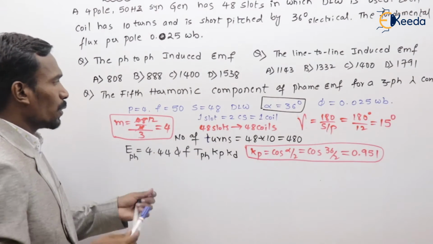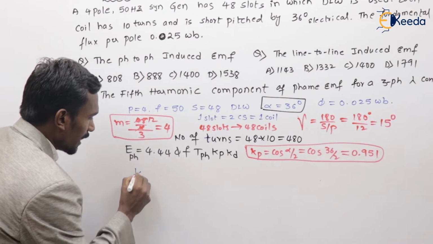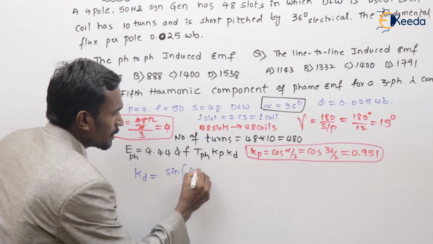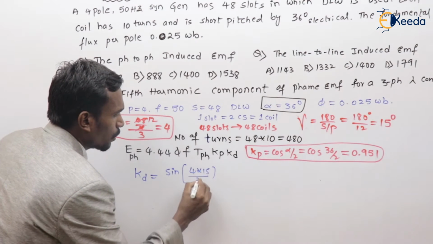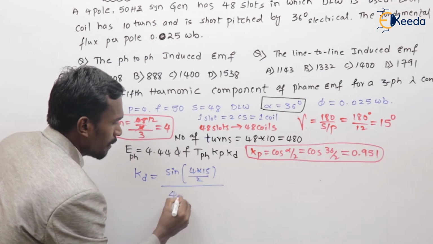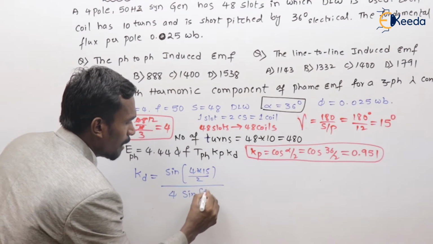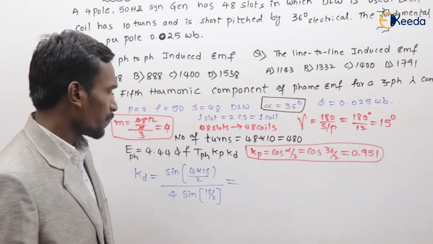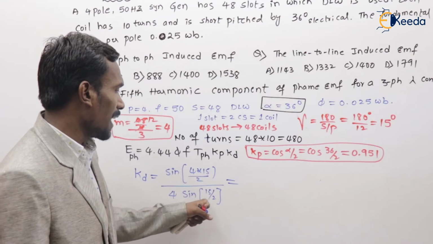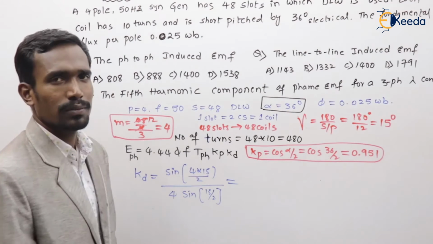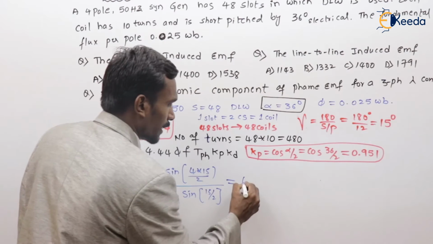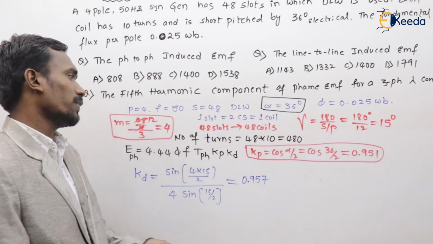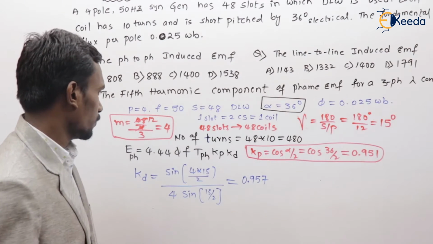Now tell me, what is Kd? Kd is equal to sine of m gamma by 2 divided by m into sine gamma by 2. That is sine 30 divided by 4 into sine 15 by 2. If you calculate this value, you get 0.957. This is the value of Kd.